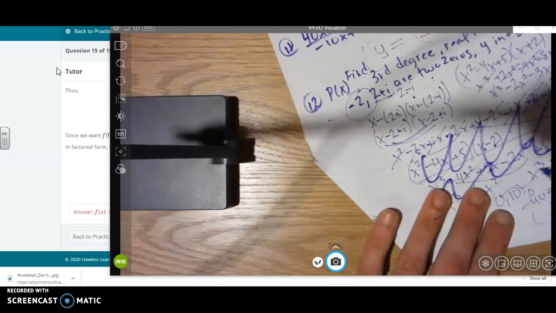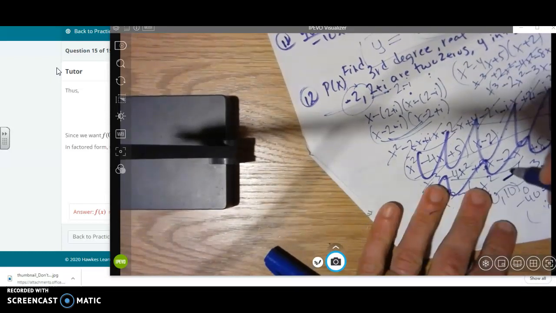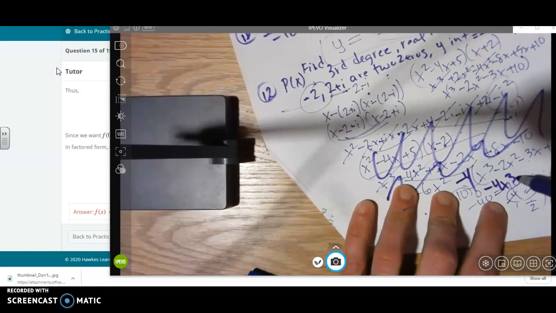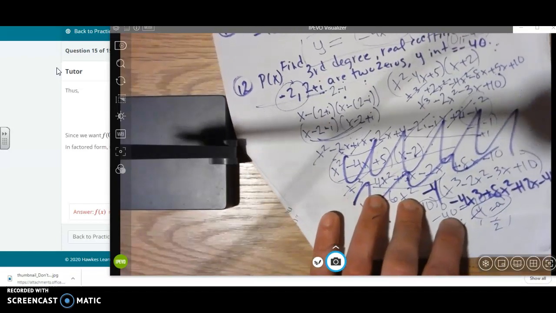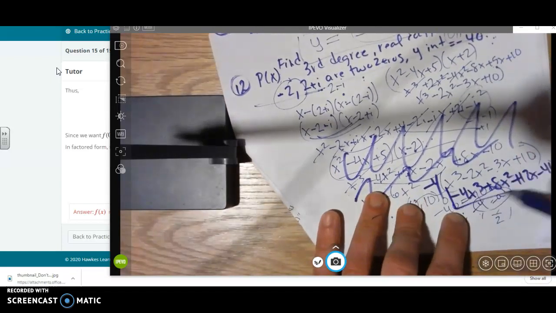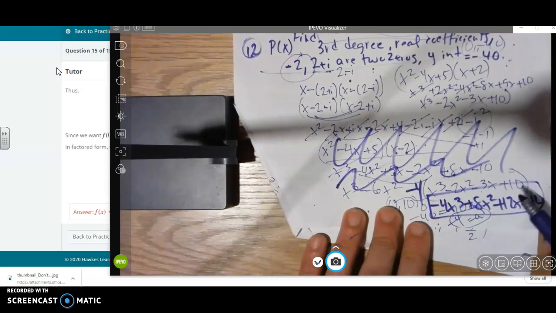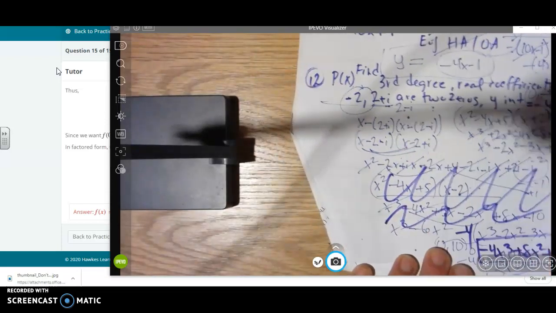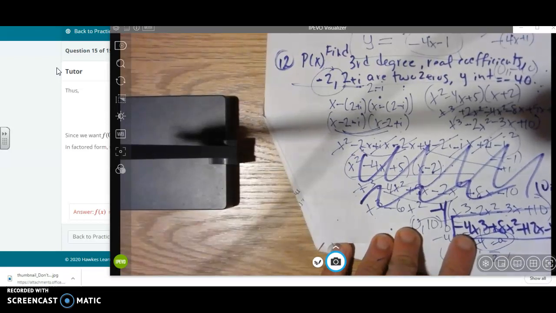So when I get this right here, I have to multiply that through by negative 4. My final answer is going to be negative 4x to the third plus 8x squared plus 12x minus 40. And that is our final answer. So that's the polynomial that has those three zeros, negative 2, 2 plus i, and 2 minus i, and it has a y-intercept of (0, -40). If you put in 0, you'll see you get negative 40 right there.